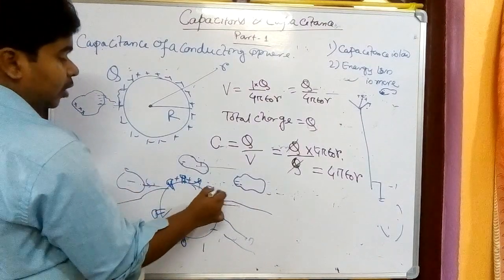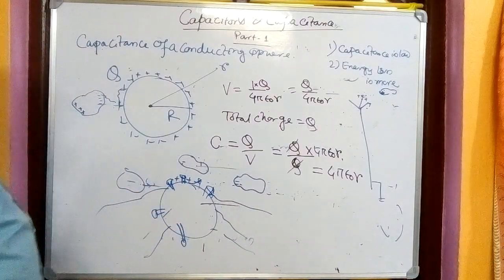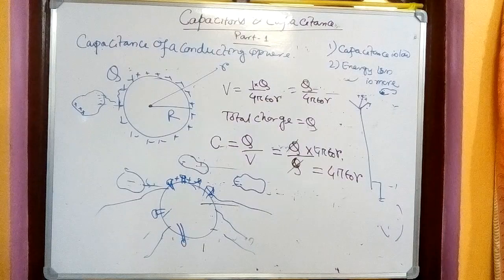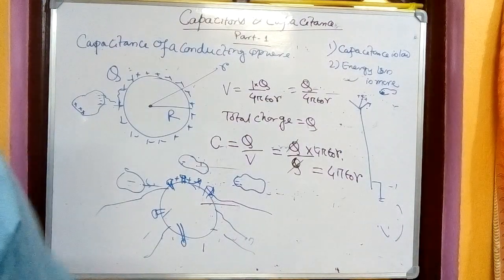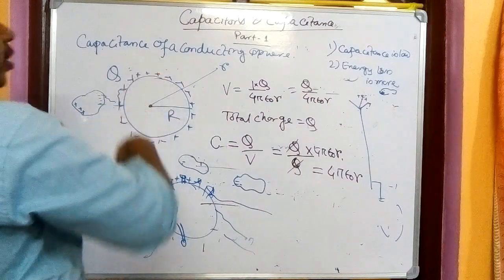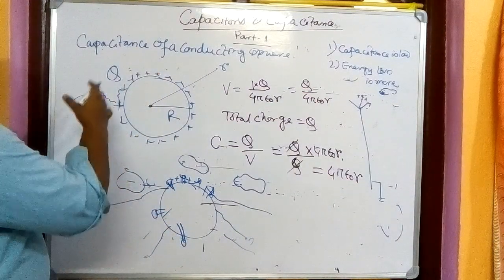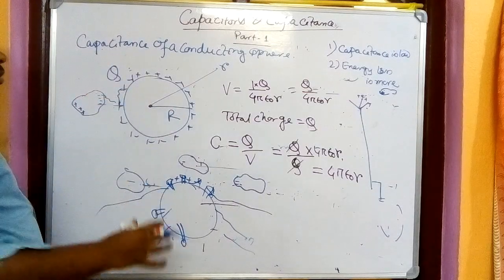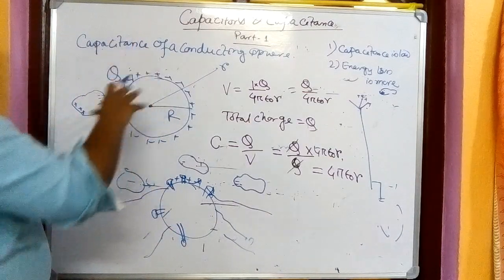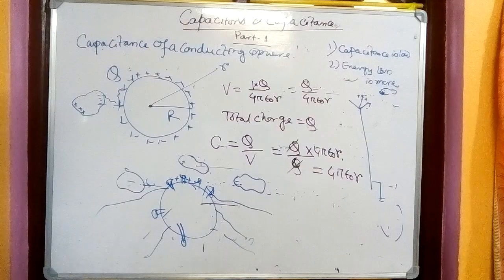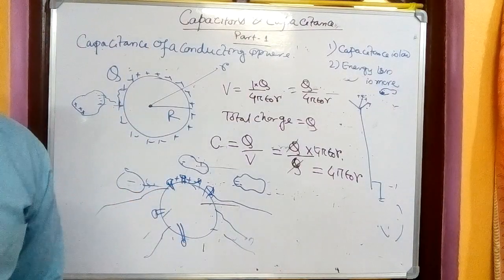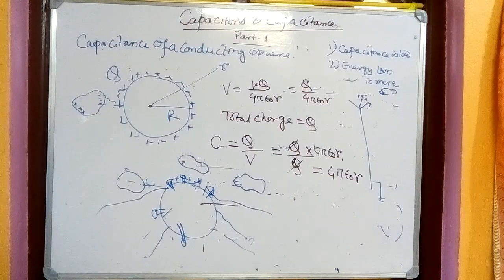So when this positive and negative come closer together, we know the flashes will come. That is called corona discharging. In this way, the total charge of the sphere will decrease. That means if I am continuously storing some amount of charge in this sphere, after some time you will see the net charge is less, because some amount of charge is being discharged in the form of corona discharging.